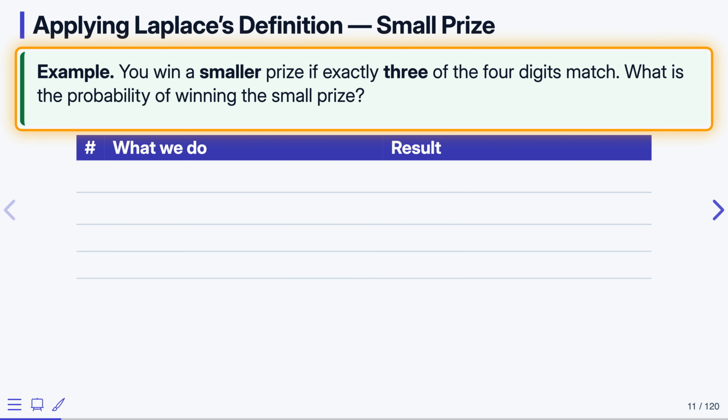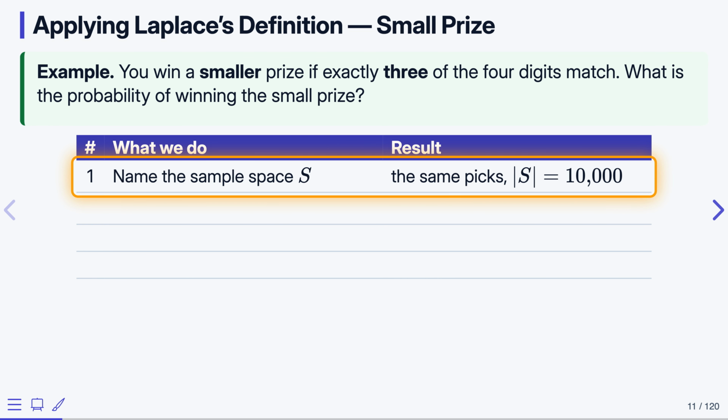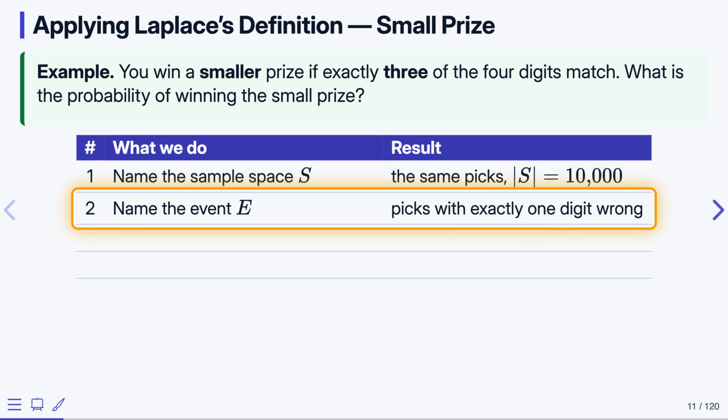Now the smaller prize. You win it when exactly 3 digits are right, so exactly 1 digit is wrong. Step 1. The sample space has not changed. There are still 10,000 picks. Step 2. Name the event. It is the picks with exactly 1 wrong digit.